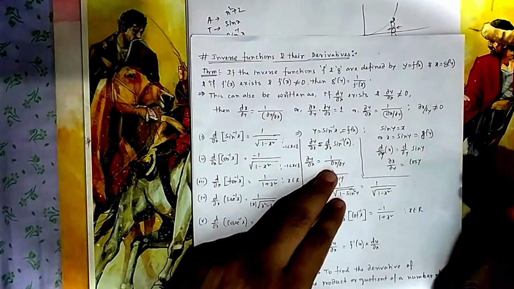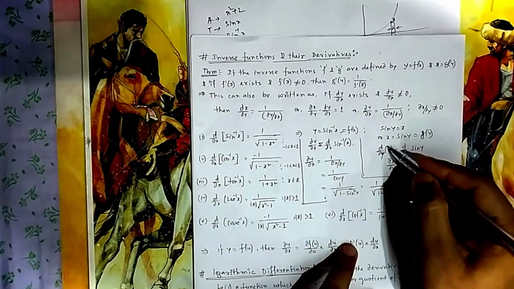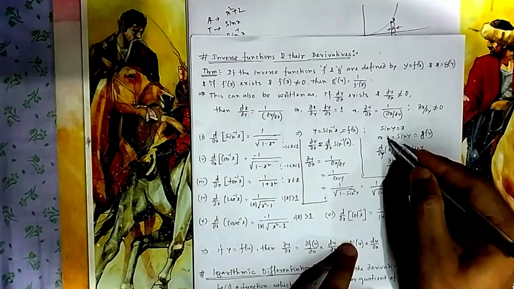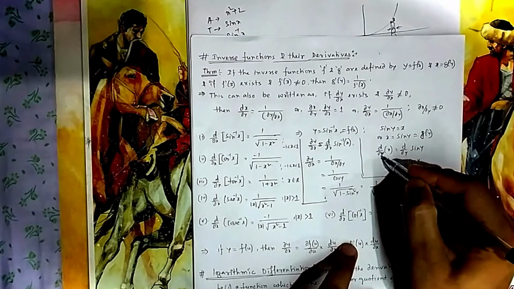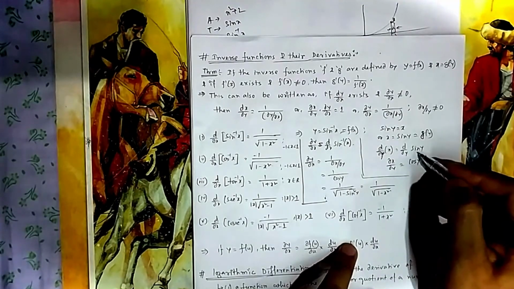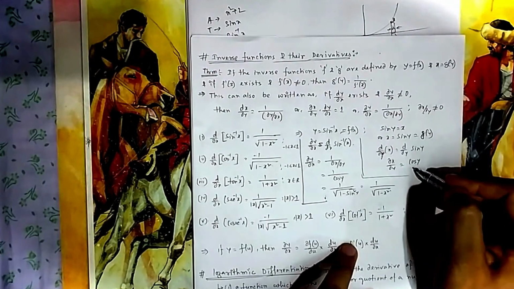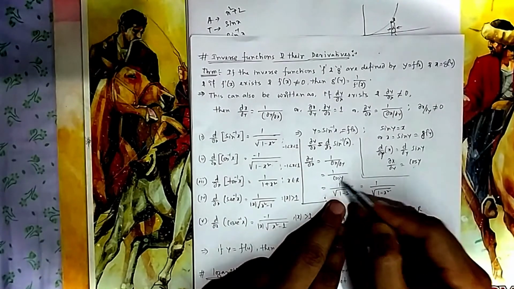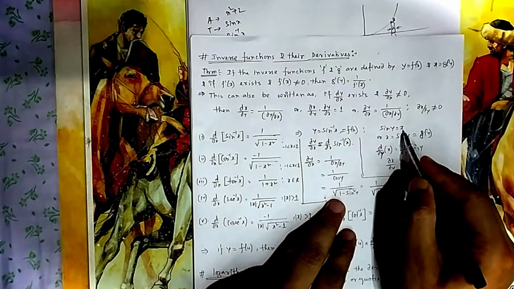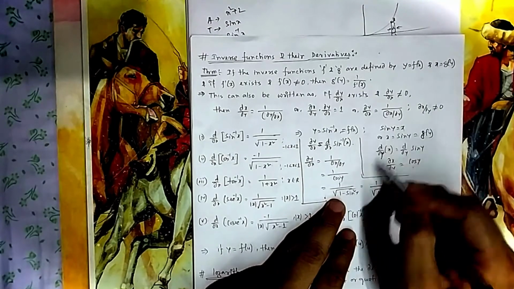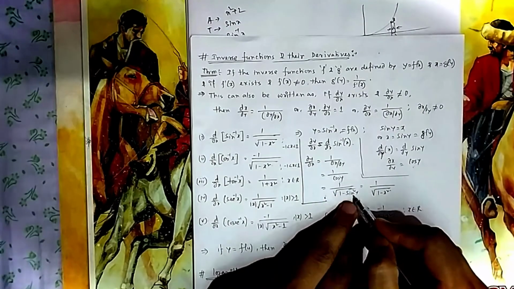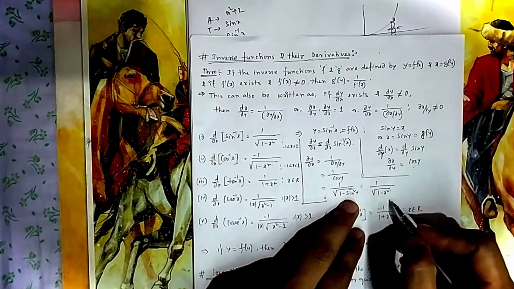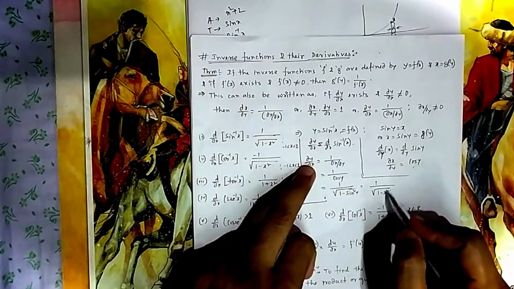So dy/dx is 1 by dx/dy. Let me take dx/dy here. If you do differentiation with respect to y, it is the differentiation of x with respect to y. Differentiation of sin y with respect to y is cos y, so dx/dy is cos y. So dy/dx is 1 by dx/dy, that is 1 by cos y. Now what is cos y? If sin y is equal to x, then cos y will be equal to under root 1 minus sin square y, and sin y is already given as x. So you can find dy/dx is this one.